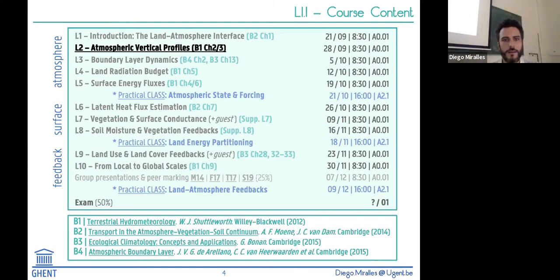Let me see. I think I'm actually showing you the wrong course content layout because we had a change in here. I should have updated this. I'll update it later in the one that is in Zoom because we have a switch in the practicals. They happen now between lecture 4 and 5, 7 and 8, instead of after 8 and after 5. So I'll update that. The order of the lectures is fine. So we're going first for the atmosphere, then to the land surface, and then the feedback. So I'll update that in Zoom.